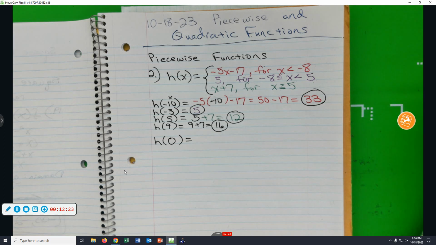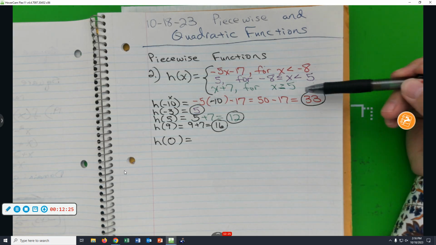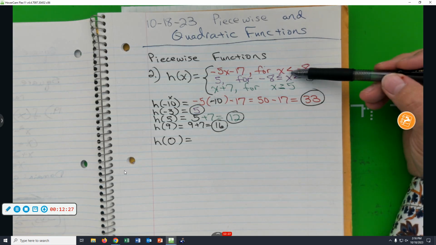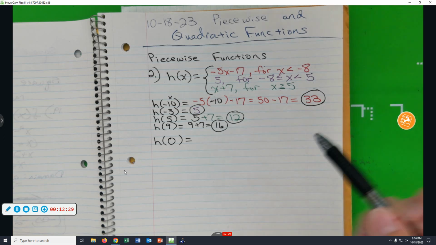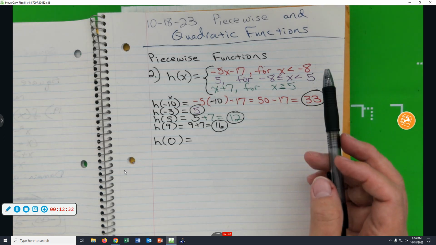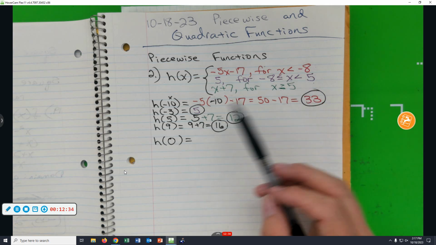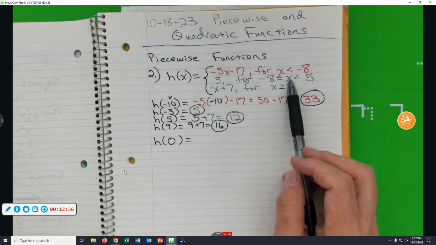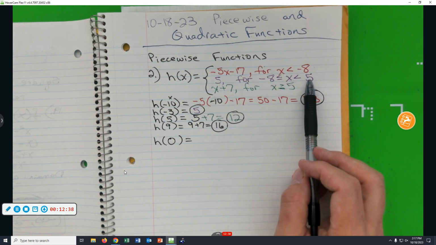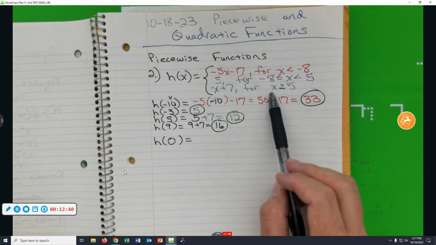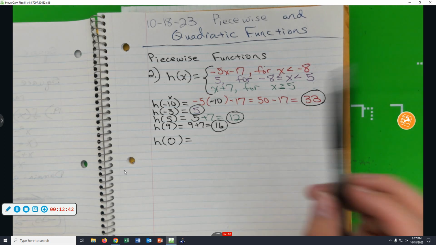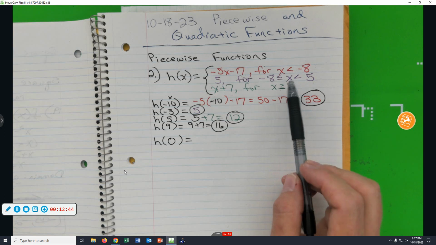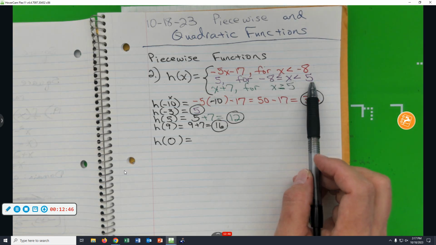Which piece are we going to use? Red, purple, or green? Is 0 smaller than -8? By that you mean -9, -10, -11, the things to the left of -8 on the number line. Is 0 between -8 and +5? Or is 0 bigger than 5? I heard you say yes, so it's between -8 and +5.